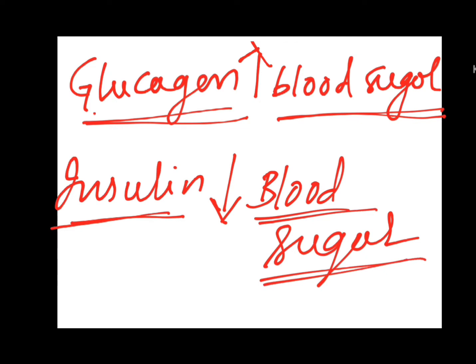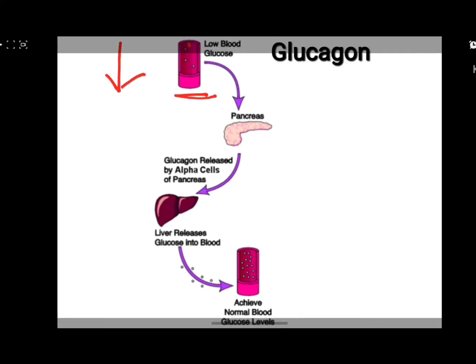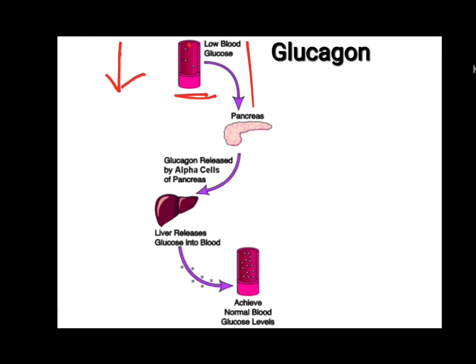Now we will get to know the functions of glucagon and insulin in brief. Consider this as a blood vessel, and the dots given here are the glucose level in the blood. This represents a low glucose level, that means a low sugar level in the blood. When there is a low sugar level in the blood, what happens? That message is given to the pancreas.